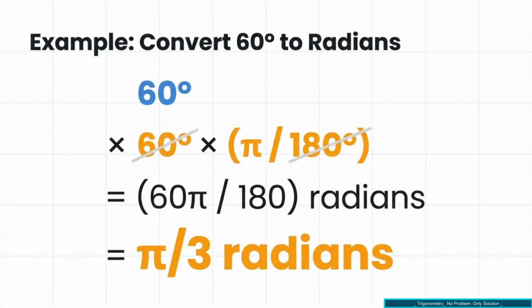As an example, to convert 60 degrees to radians, multiply 60 degrees by pi over 180 degrees. This simplifies to 60 pi over 180 radians, which is pi over 3 radians.